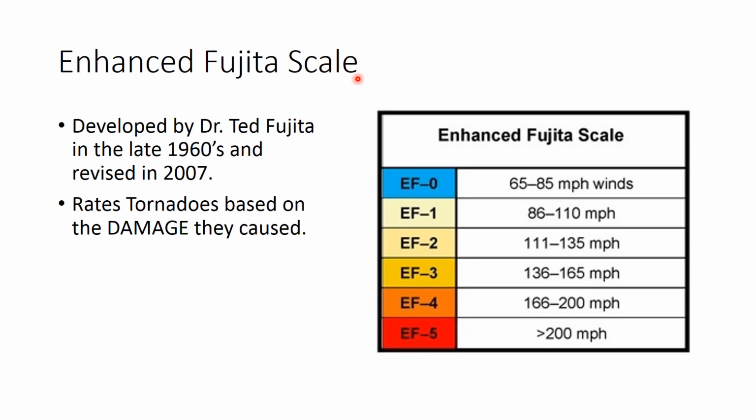And the way that the Enhanced Fujita Scale works is tornadoes are rated based on the damage they cause. So if you're taking my online lecture class, I have pictures showing the different types of EF tornadoes and the damage they cause. But I'll just give you the 30-second flyover here. An EF0 tornado, very little damage. An EF5 tornado, total destruction.